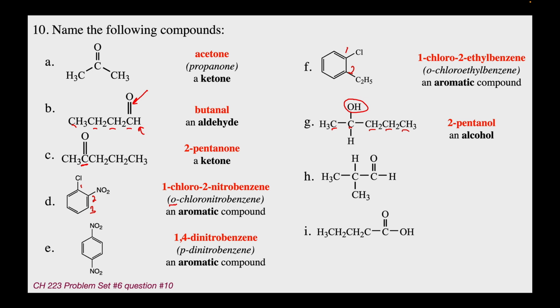The next one is an aldehyde. It has a carbonyl, C double bond O, next to a hydrogen, so that means it's an aldehyde. And the longest chain of carbon atoms, which you need to name this, would be 3.